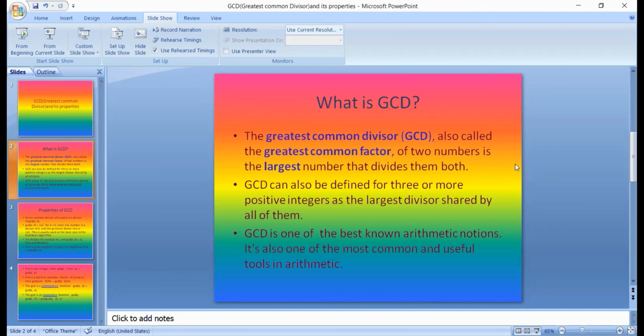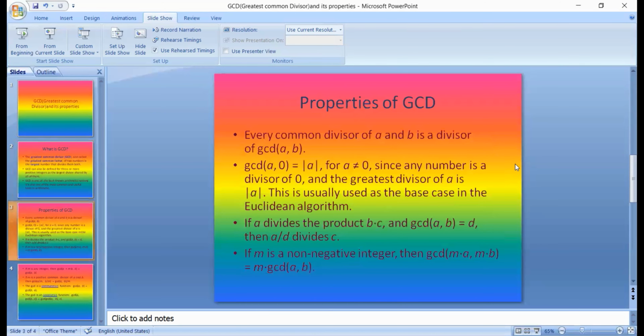GCD, which is also known as the greatest common factor of two numbers, is the largest number that divides them both. And GCD can also be defined, for three or more positive integers, as the largest common divisor shared by all of them. GCD is also one of the best known arithmetic notions. It's also one of the most common and useful tools.